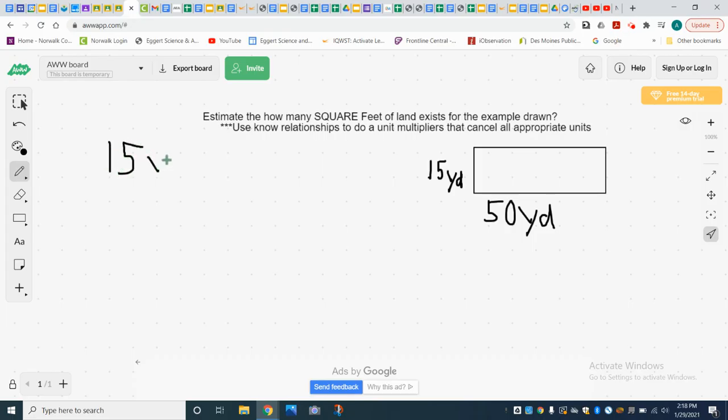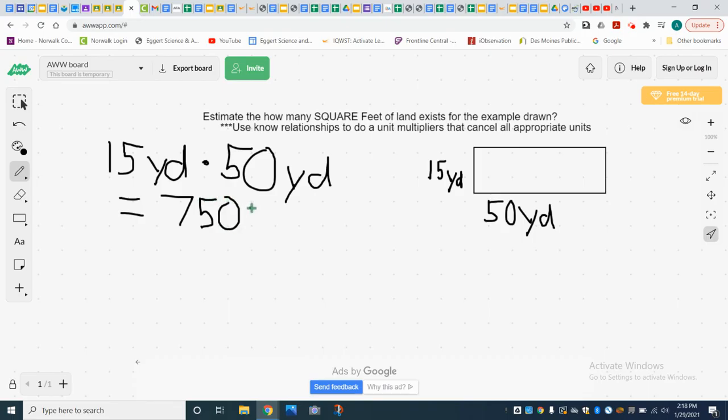Make sure you guys show your work with the drawing tool in this case. It is possible for something simple like multiplying for area, you could possibly type that out because it's not showing units canceling or anything like that. So if you take 15 yards times 50 yards, you guys should be ending up with something like 750 yards squared.